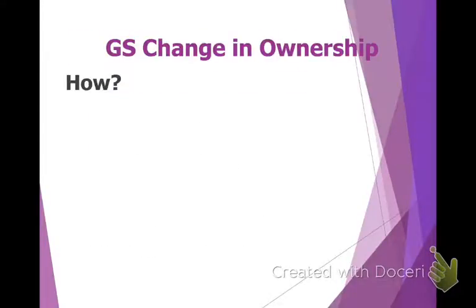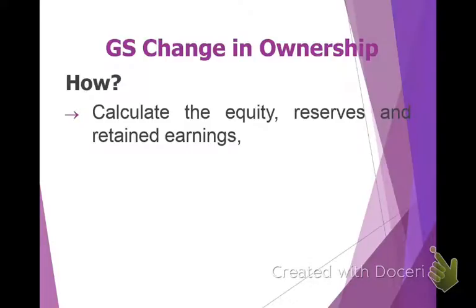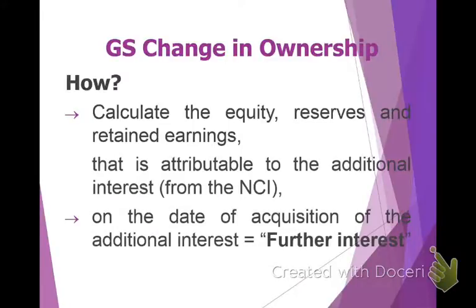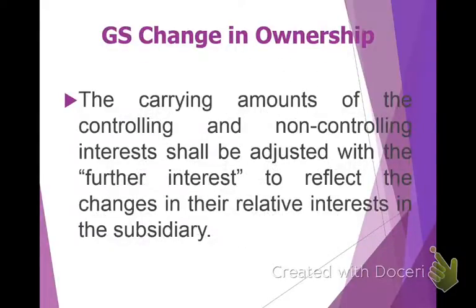Now, how will this happen? Or how are we going to calculate what we have purchased? You calculate the equity, the reserves, and the retained earnings that is attributable to this additional interest that you're going to purchase on the date of acquisition of that additional interest. And we will call that the further interest. The carrying amounts of the controlling and the non-controlling interest shall now be adjusted with this further interest to reflect the changes in the relative interest in the subsidiary.